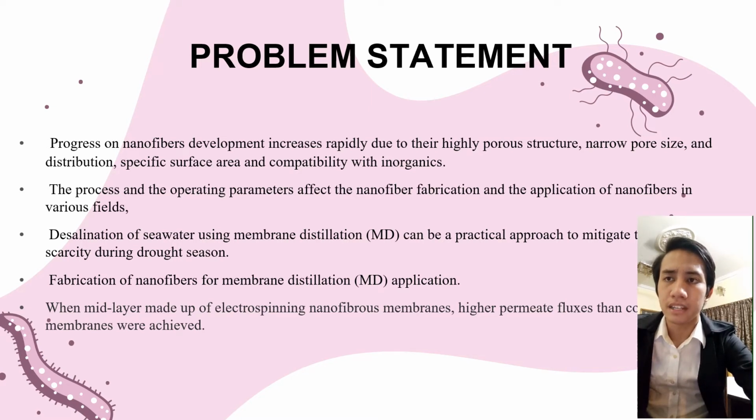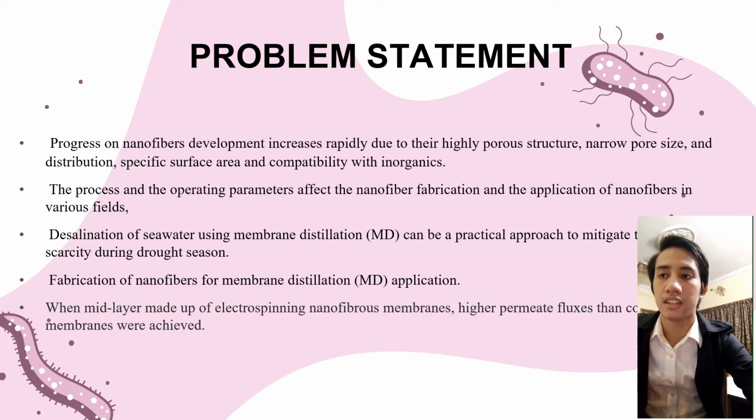Progress on nanofiber development has increased rapidly due to their highly porous structure, narrow pore size distribution, specific surface area, and compatibility with inorganics. Electrospinning has been introduced as one of the most efficient techniques for the fabrication of polymeric nanofibers due to its ability to fabricate nanostructures with unique properties such as a high surface area and porosity. The process and the operating parameters affect the nanofiber fabrication and the application of nanofibers in various fields such as sensors, tissue engineering, wound dressing, protective clothes, filtration, desalination, and distillation.